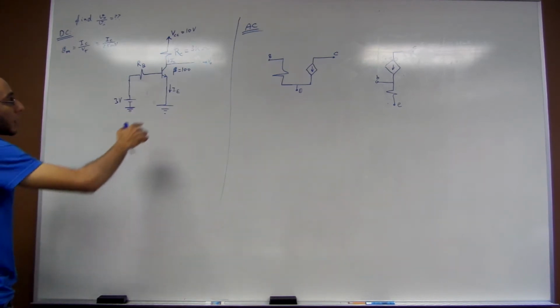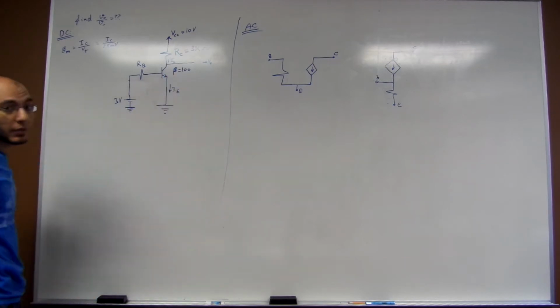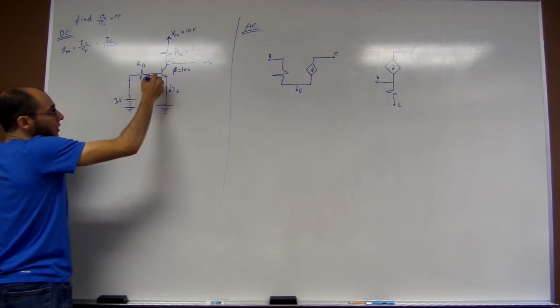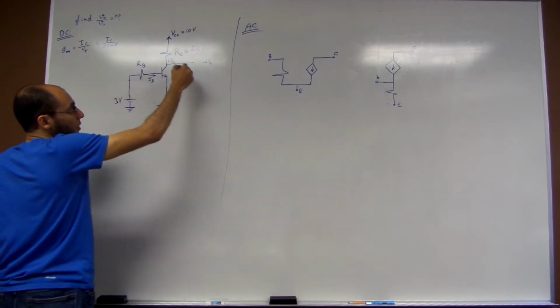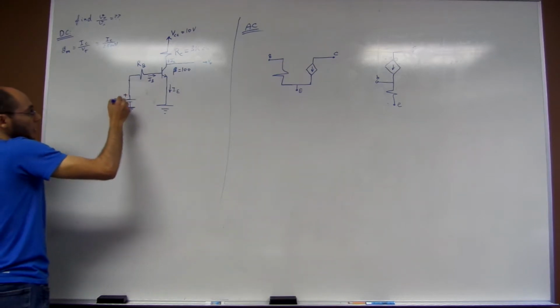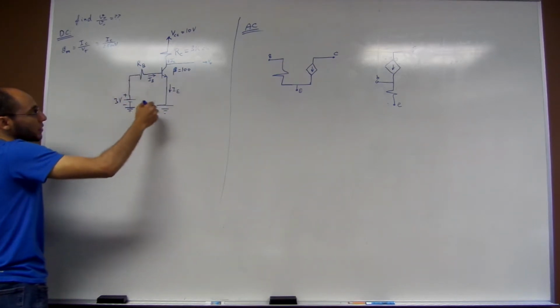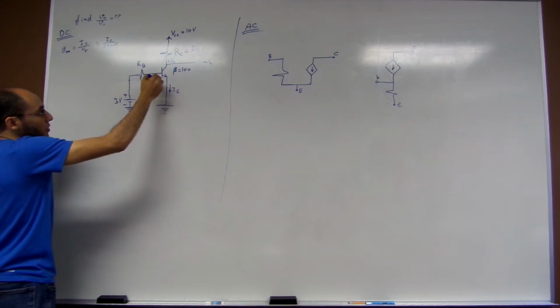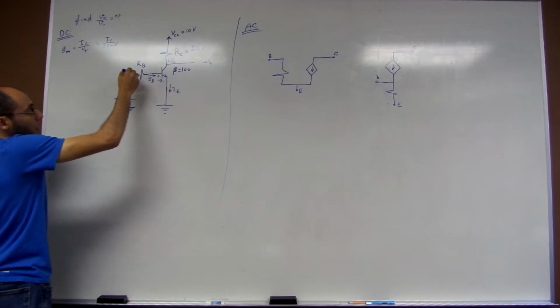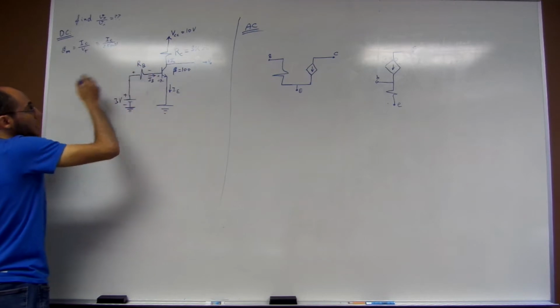If I could find the value of IB, I could multiply it by beta and then get the value of IC. So I'm going to find the value of this current, which is IB, and this IB is the one that is going to be multiplied by beta to find the value of IC. How do you find IB? Let's take KVL in this loop. You expect to see positive 0.7 volts here, and the current is passing from the high voltage to the low voltage. So that's positive and that's negative.